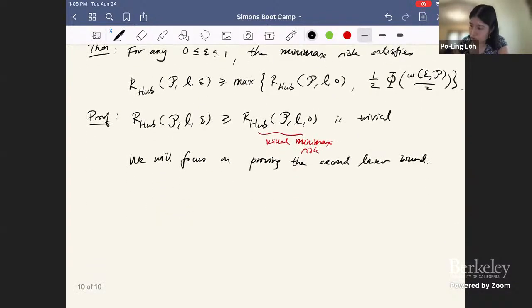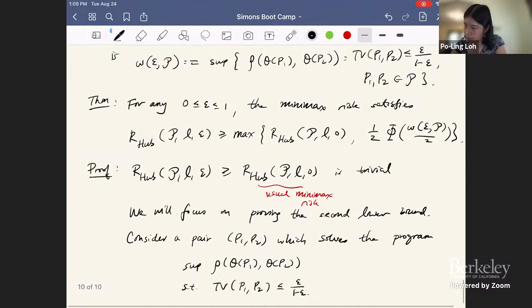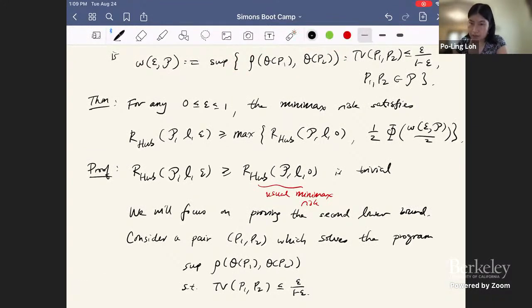Okay, so consider a pair P1, P2, which solves the program supremum over rho of theta P1, theta P2, such that the TV distance between P1 and P2 is less than or equal to epsilon over 1 minus epsilon. Okay, so this is really just saying, if you go back to the definition of modulus of continuity, consider a pair that maximizes this rho, which corresponds to the solution of modulus of continuity.